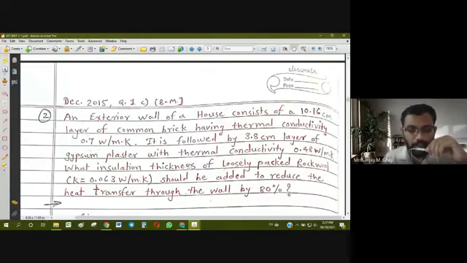and heat transfer rate has to be reduced, or that heat loss has to be minimized. What we have to find is what insulation thickness of this material should be added to the existing wall so that heat transfer rate will be reduced by 80% from the existing wall.